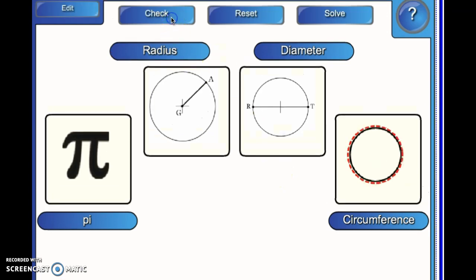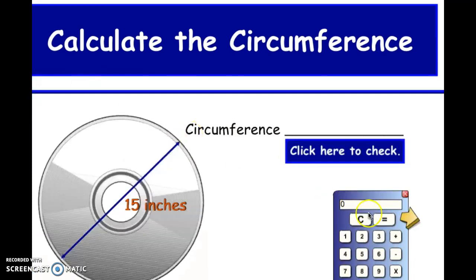So let's check and see if we got them right. And we got them right. Go us. All right, so let's actually practice this.